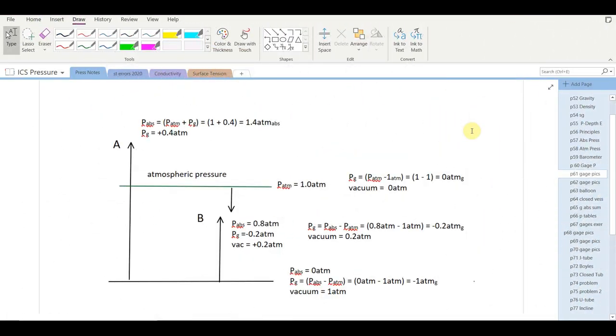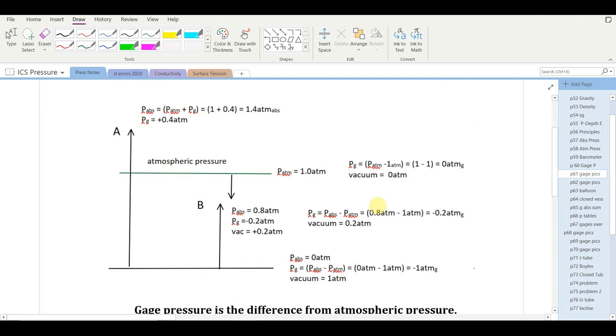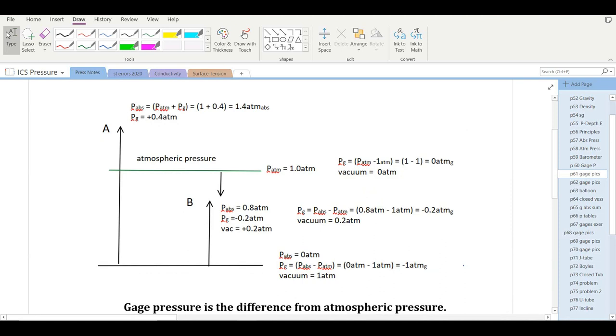Take a look at page 61. I hope this illustration will help. So let's say that this green line represents atmospheric pressure. It's one atmosphere. Point A has a higher pressure. It's 0.4 atmospheres higher than atmospheric pressure. So if you had a gauge pressure gauge, it would read 0.4 atmospheres. It's 0.4 atmospheres above atmospheric. The atmospheric pressure plus the gauge pressure is 1.4 atmospheres absolute.